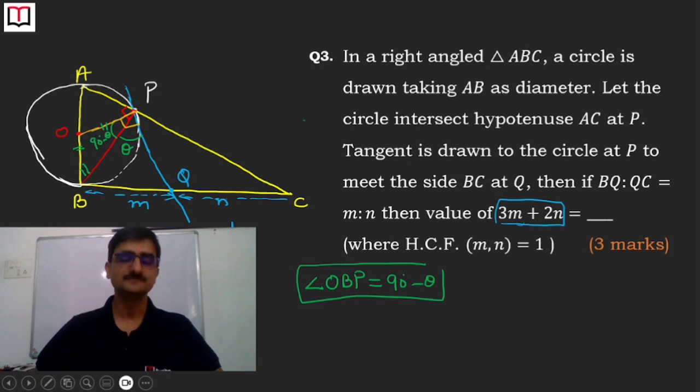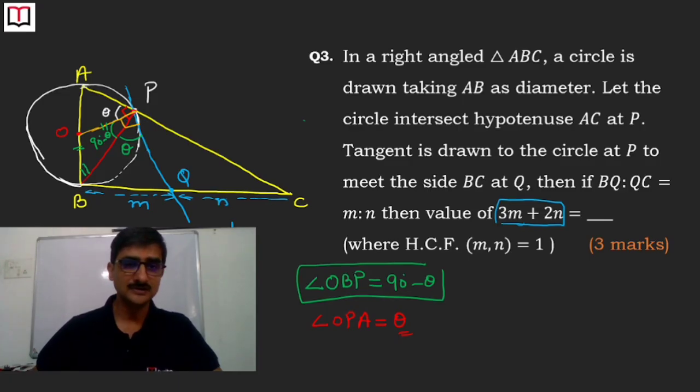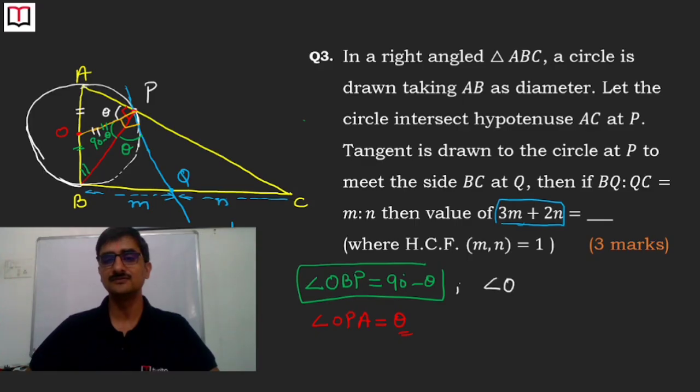So that's one thing. Similarly, in the figure, we can say that this angle is 90 minus theta. So angle OPA, how much is it? Since angle APB is 90 and angle OPB is 90 minus theta, hence angle OPA is just theta. Again, OA and OP are radii, so OAP is an isosceles triangle. So from here we can conclude that angle OAP is also theta.